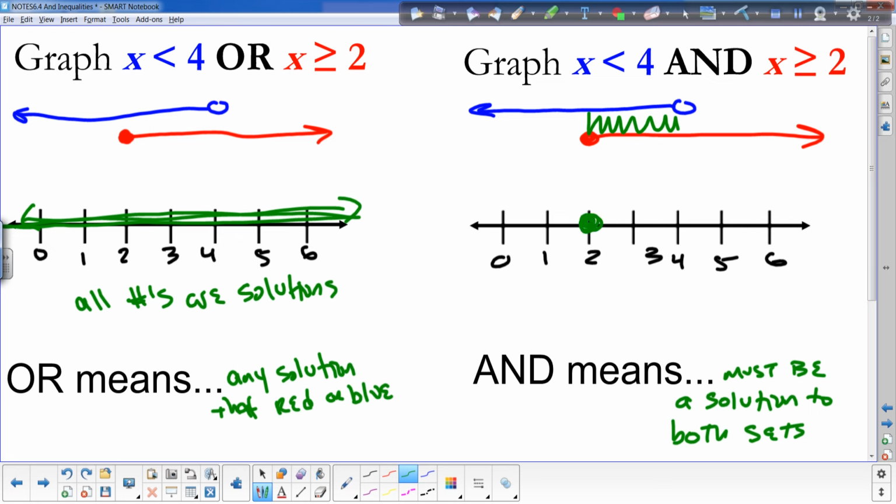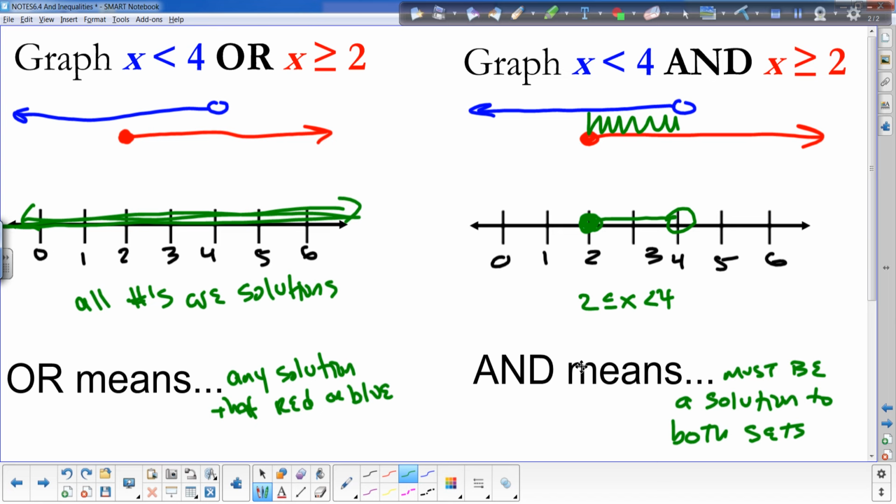So that's a solid circle at 2, all the way until I get to an empty circle at 4. And then so here's my answer. My answer for this, as we talked about, can be written as x is in between 2 and 4, less than 4, but greater than or equal to 2.